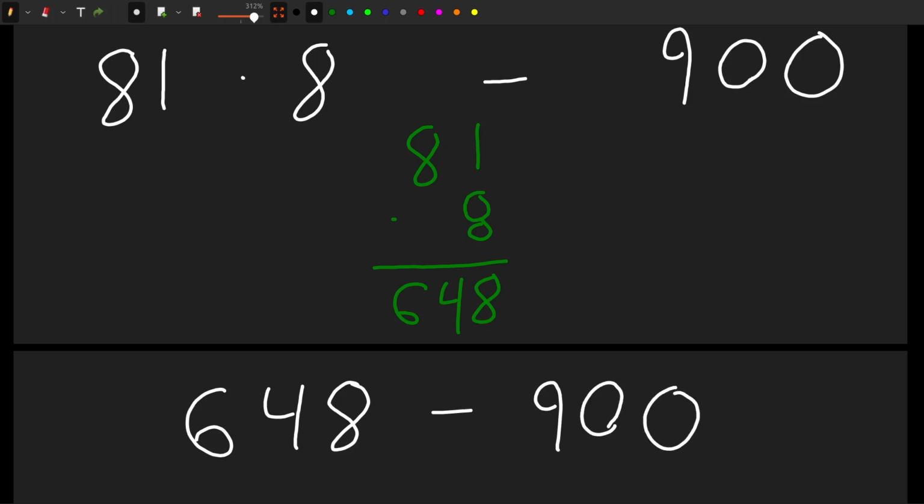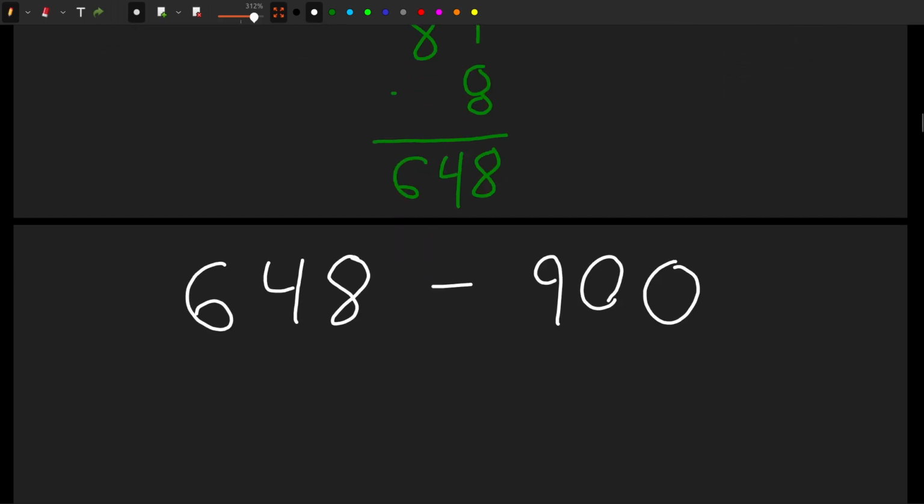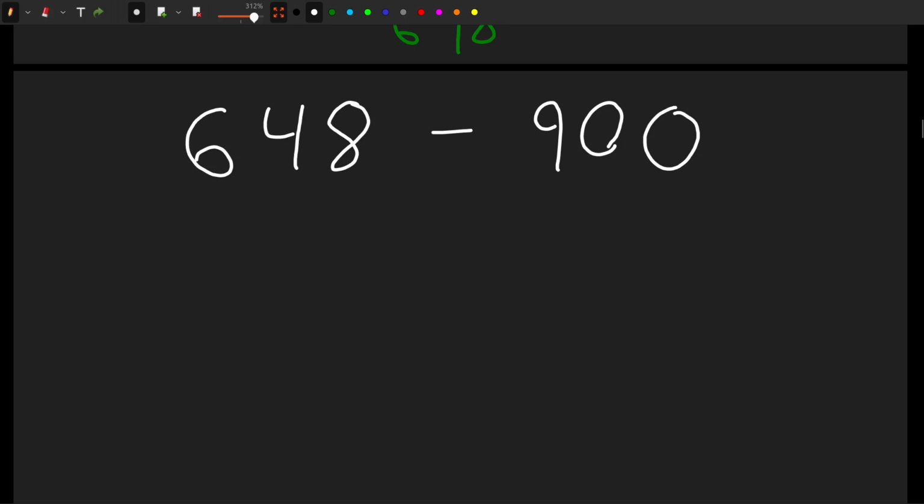And so the last two portions of order of operations, PEMDAS, we have addition and subtraction. In this case, we have no addition, so we're just going to subtract. 648 minus 900 now. We are going to end up with a negative number, but I'm going to go ahead and work this out. We'll have 900 minus 648.